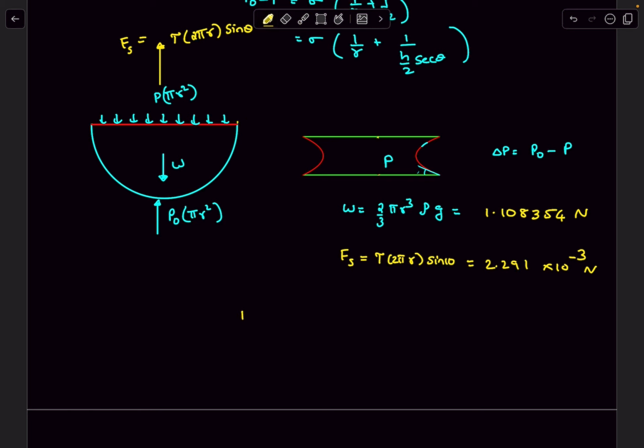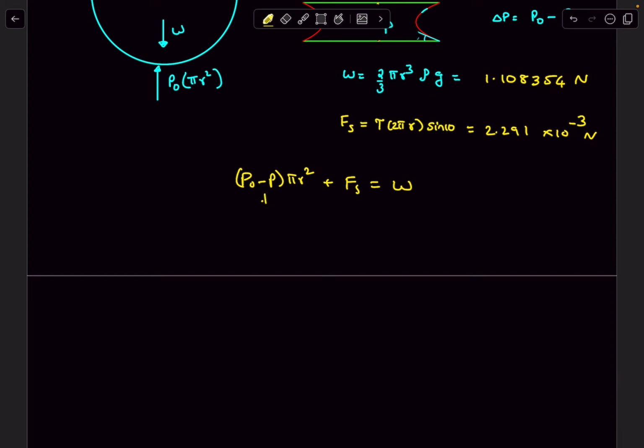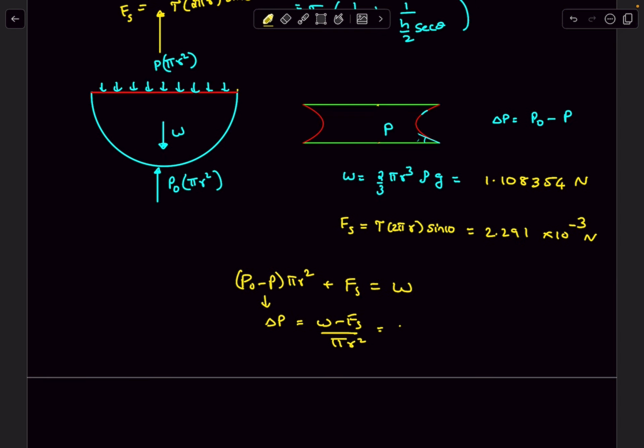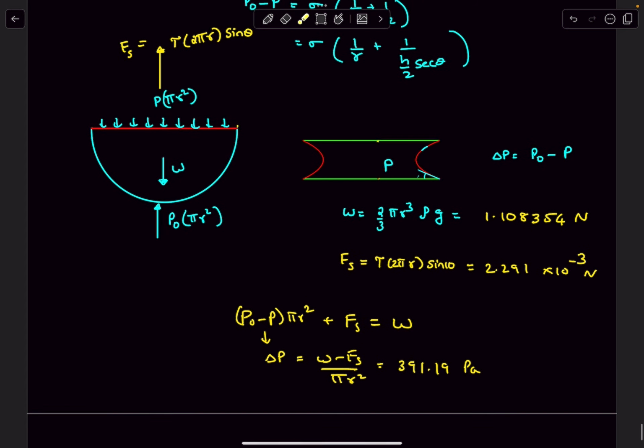Now we can say the net upward force equals the net downward force. The upward force will be P naught minus P times pi r squared plus Fs, and the downward force is W, right? So let's call P naught minus P as delta P. This will be W minus Fs divided by pi r squared. Once you solve, this value comes out to be 391.19 pascals.